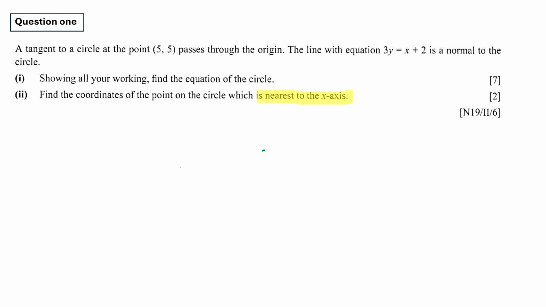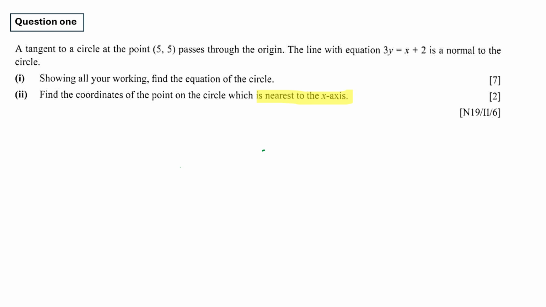Let's look at the first question. The first question is we have a circle, and on this circle is a point (5, 5), and the tangent line passes through this point, also passes through the origin. And then we have a second line, which is given to be 3y = x + 2. And this second line is a normal line to the circle. Part i, showing all your working, find the equation of the circle.